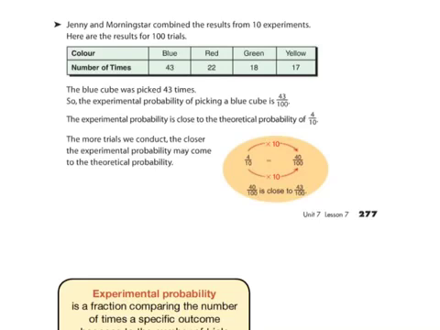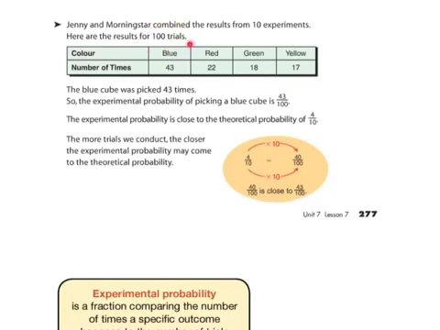All right, so here they've taken everybody's and they've combined them, the results from 10 experiments. So now they have 100 possible outcomes, possible experiments. That's the number of times they've tried it. They've done it 100 times. So out of the 100 times, they got blue 43 times, red 22 times, green 18 times, and yellow 7 times. So the blue cube was picked 43 times. Our experimental probability now becomes 43 out of 100. We picked blue 43 times.